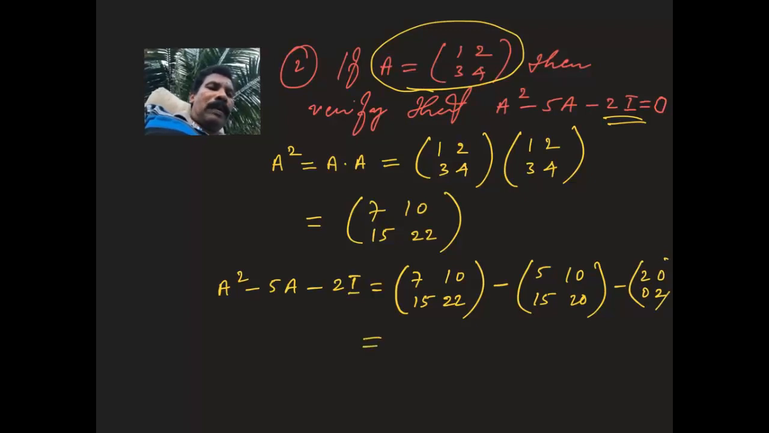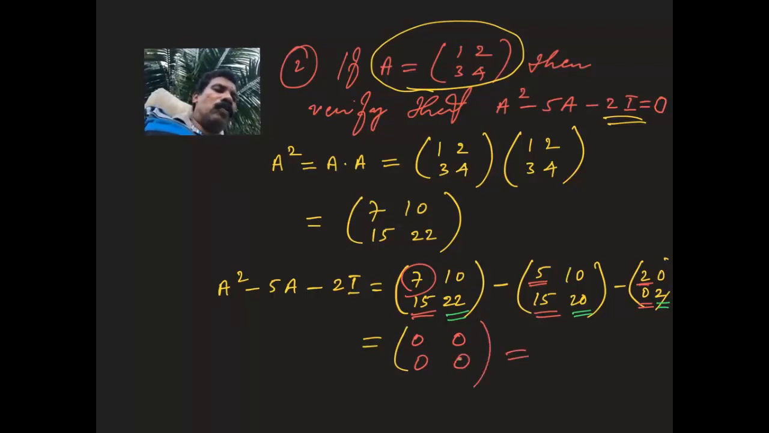So, simplifying, what can we have? That is 7 minus 5 minus 2, so 0. Then 10 minus 10 minus 0 means 0. Then 15 minus 15 minus 0, so 0. Then again we can have 22 minus 20, then minus 2. So that is again 0. So that is nothing but the zero matrix, hence the verification. That's all.